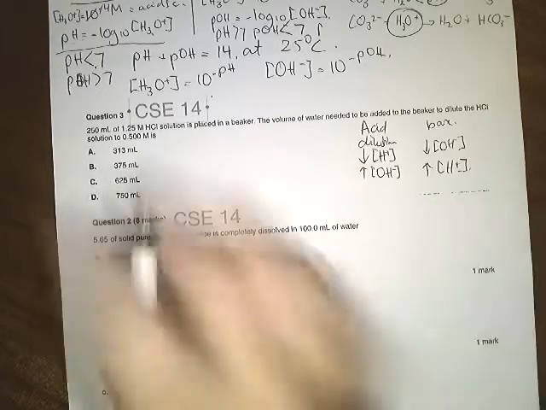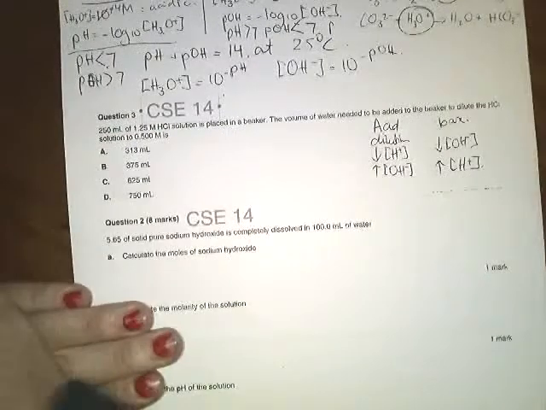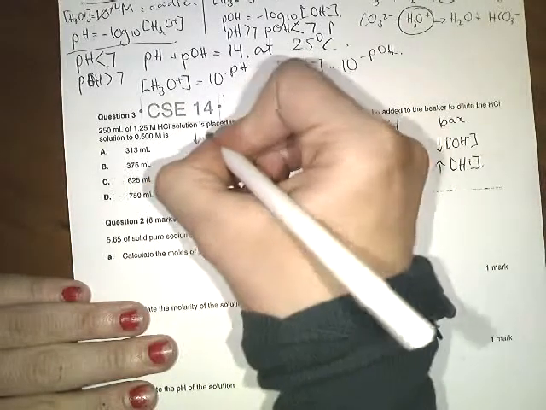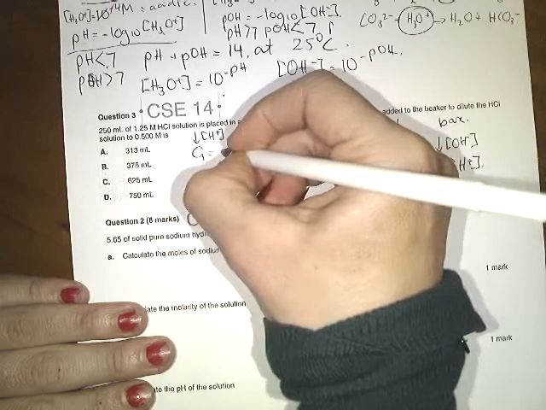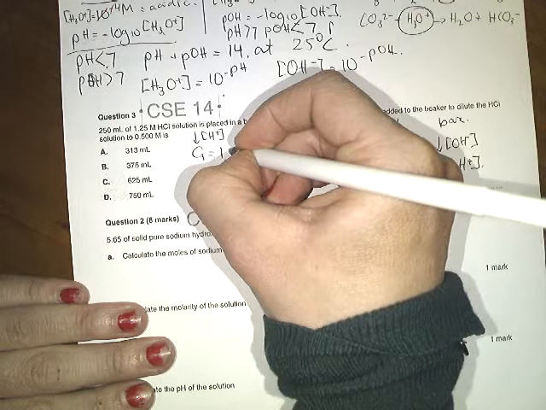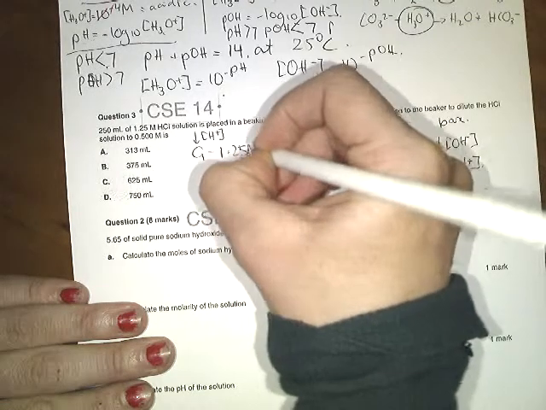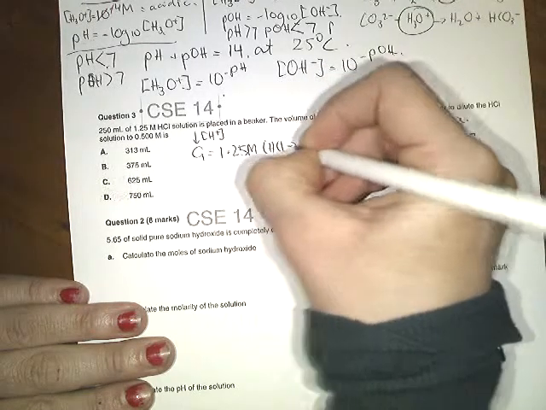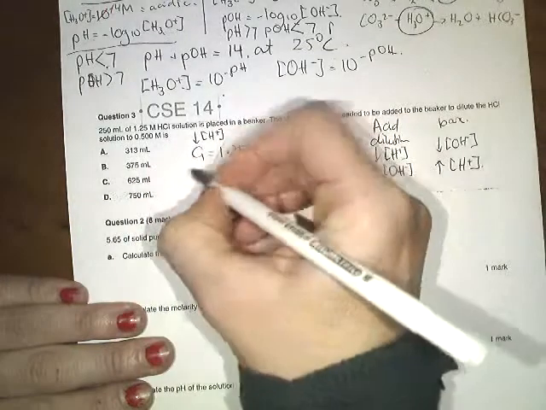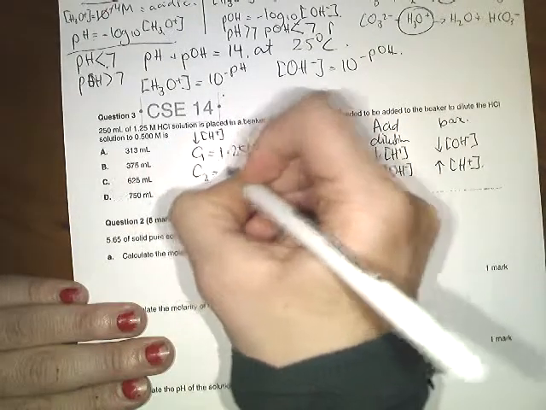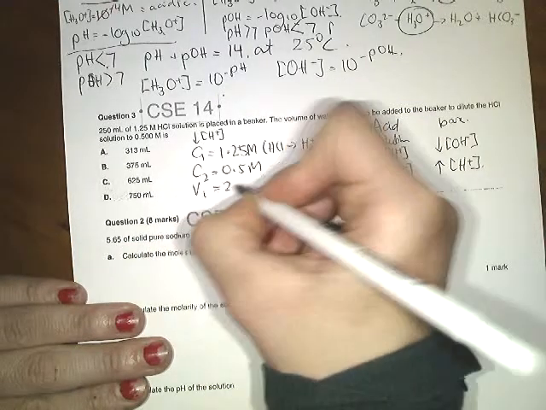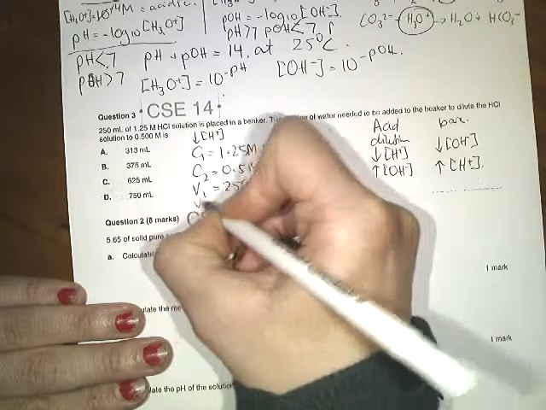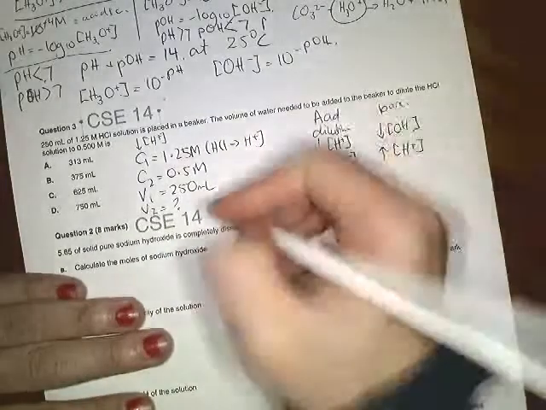So for this type of question, you would do C1V1 equals C2V2. So we're diluting an acid, so we're decreasing the concentration of H plus. So the C1, the initial concentration of H plus, equals 1.25 M, because HCl breaks off into 1 H plus. C2 equals 0.5 M. V1 equals 250 mL, and V2 is what you're trying to find.